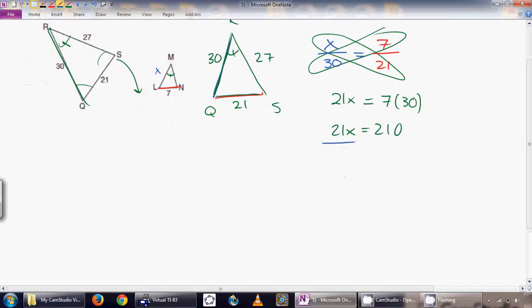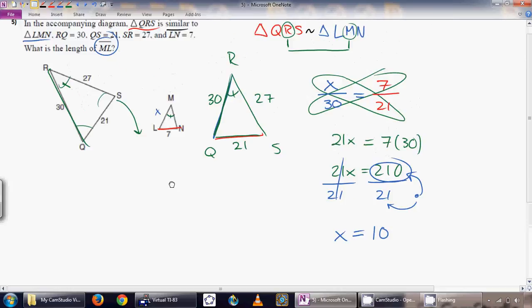If I divide both sides by 21, you know, this is division, and it's saying, what do you have to multiply your denominator by to get your numerator, right? When you figure that out, that will be the answer of this fraction. Well, 21 times 10 gives me this 210, so x is really just 10. x is 10. And what did x represent? It represented that side I was looking for. So the length of ML is certainly 10.